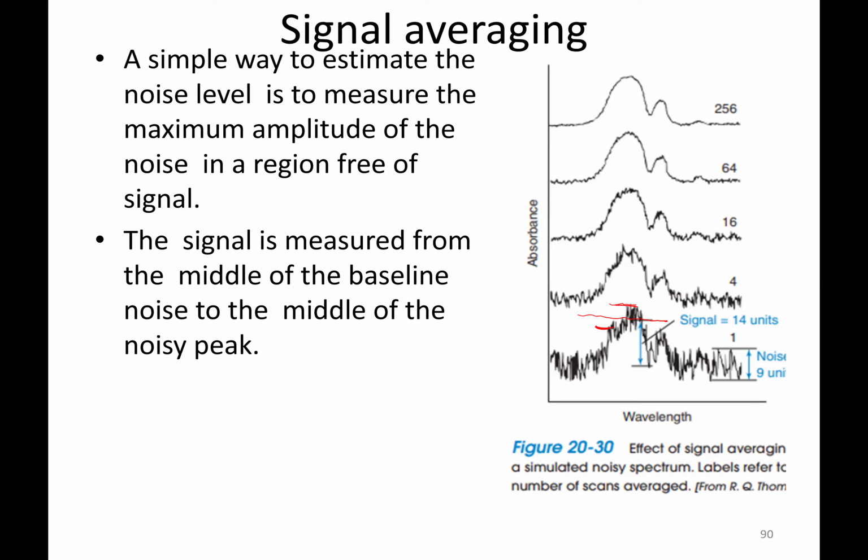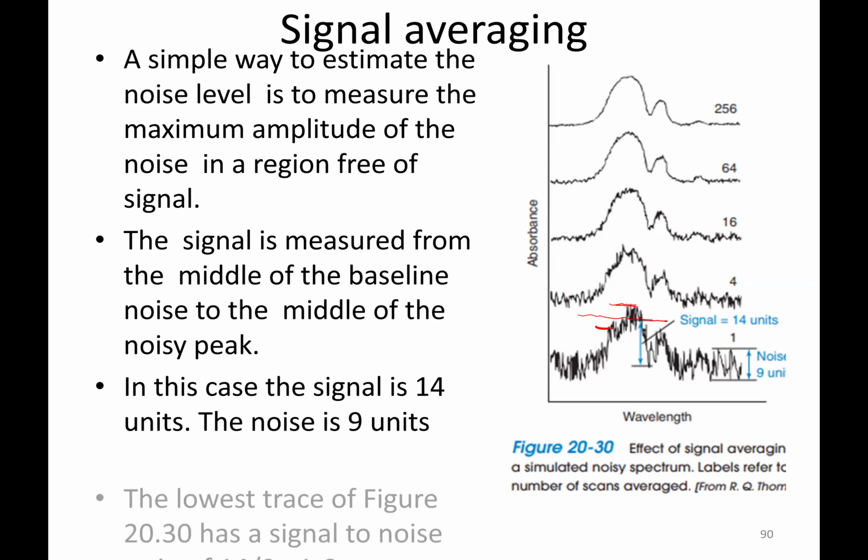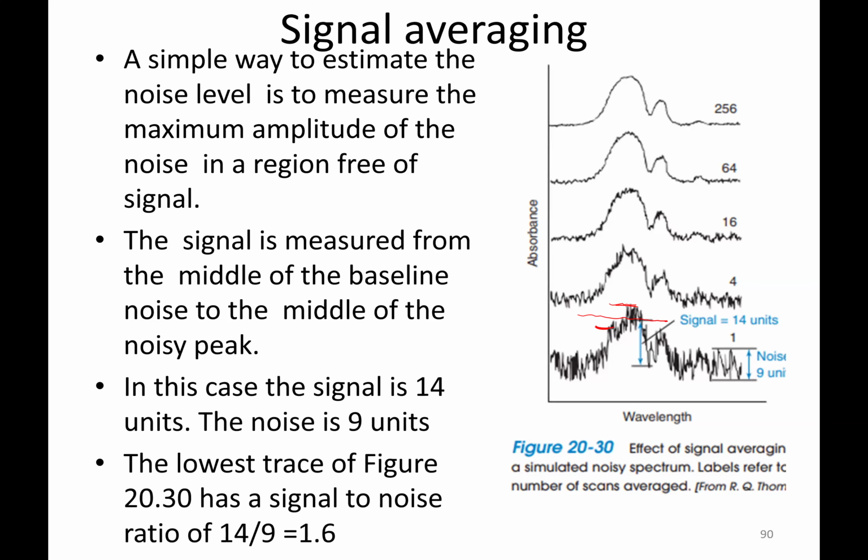Okay? So in this case, the signal is 14 units and the noise is 9 units. And therefore, the signal to noise ratio is 14/9. Does that make sense in this example? So we want this to be clear beyond a shadow of doubt.